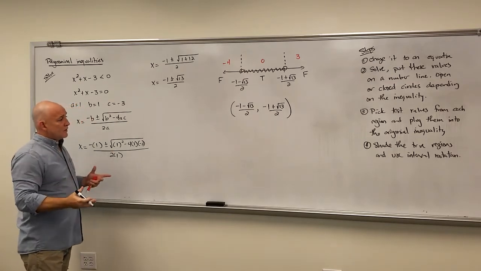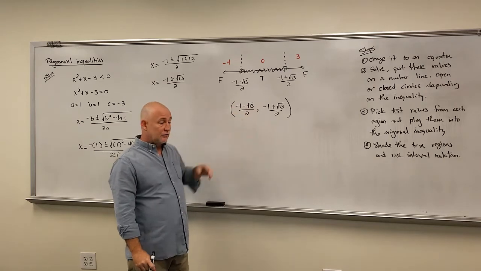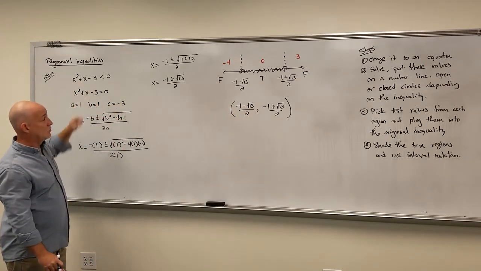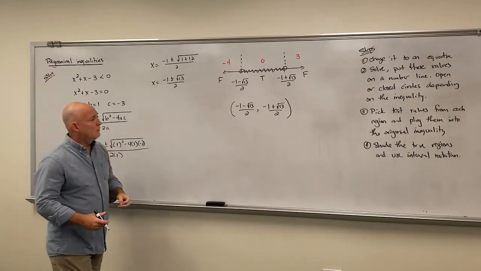All right, I know the numbers got ugly, but all we had to do really to work with them is just get an approximation for them so we could pick numbers around them. Other than that, it's easy. We're just plugging back into our original inequality. All right, let's take a look at maybe one more here.